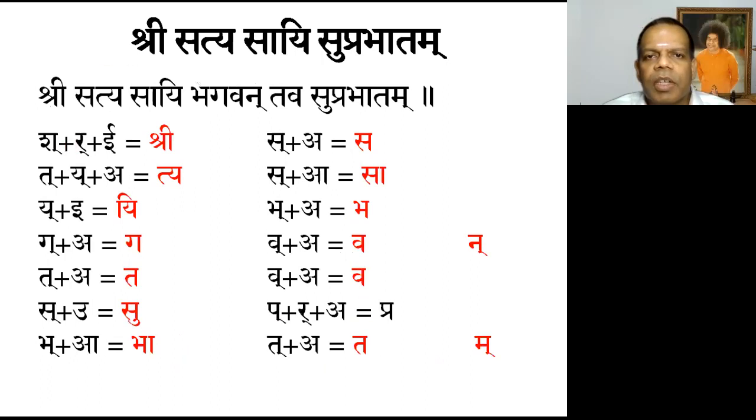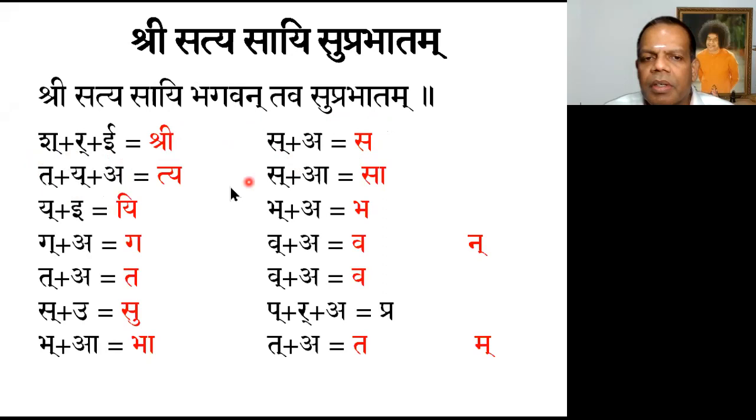This time I also put the last line because we have been skipping it for some time, but I thought it may be good to go through it once. You may be familiar, but doesn't hurt, I guess. Shri Sathya Sai Bhagavan Tava Suprabhatam. The first letter is a compound consonant, ish, ir, and e, which is Shri.